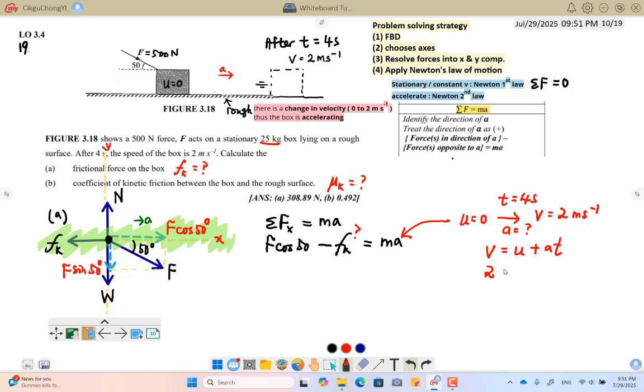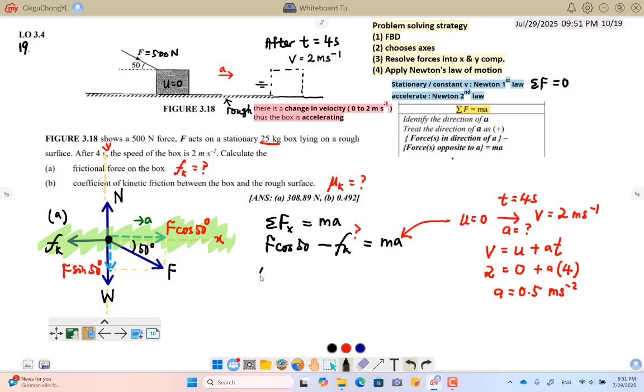So after 4 seconds, the final velocity is 2, initially at rest, so 0. The time taken for the change is 4 seconds. So I'll get the acceleration is 0.5 meter per second squared. Then I put it back into these equations.